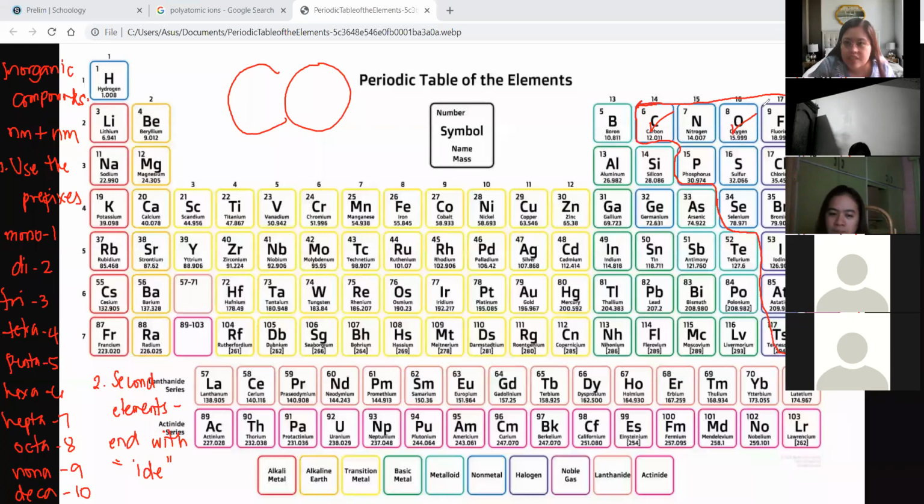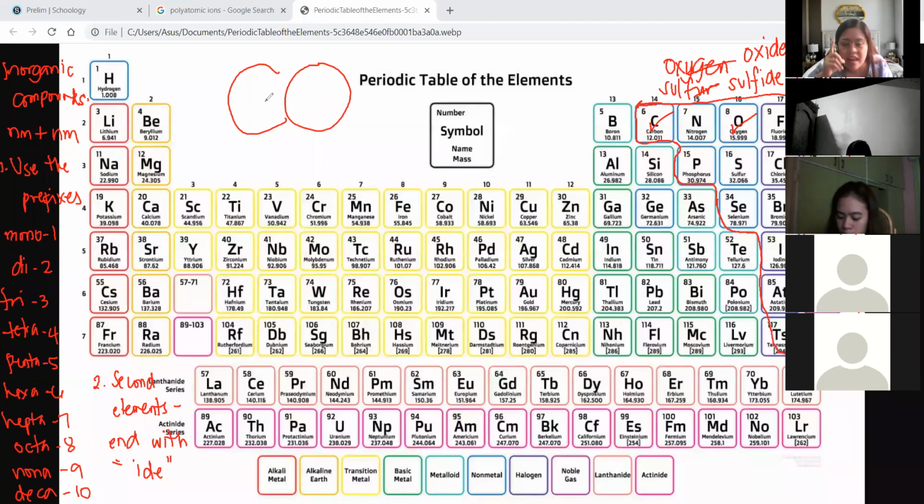For example, oxygen. Instead of oxygen, we drop this one and ilisa nato siya og IDE. Or example, sulfur. Sulfur, kuwaon nato ning UR and then we will name it as sulfide. Kapag ka second element siya. So, let's have the first example, CO.